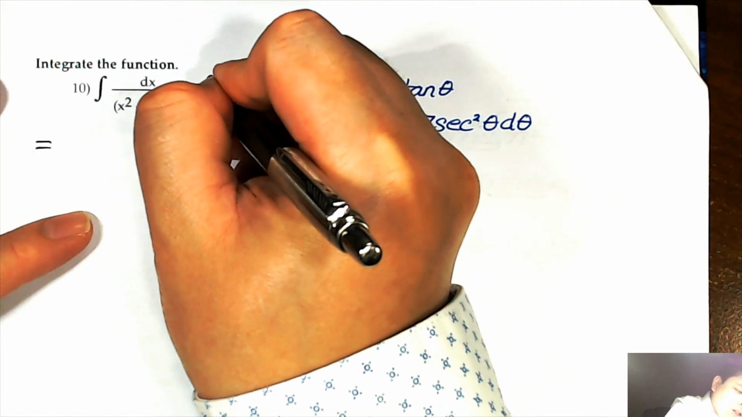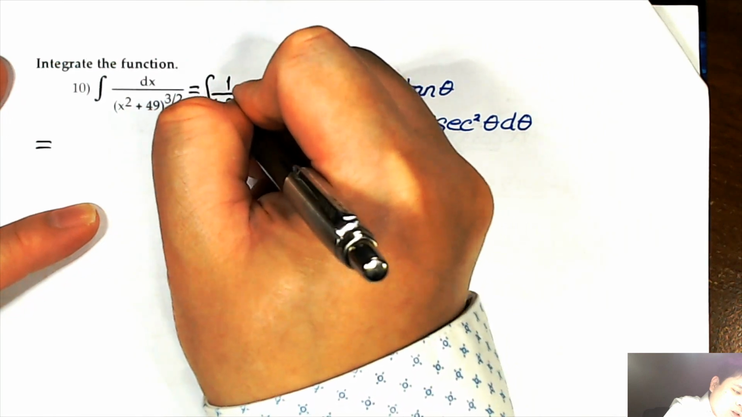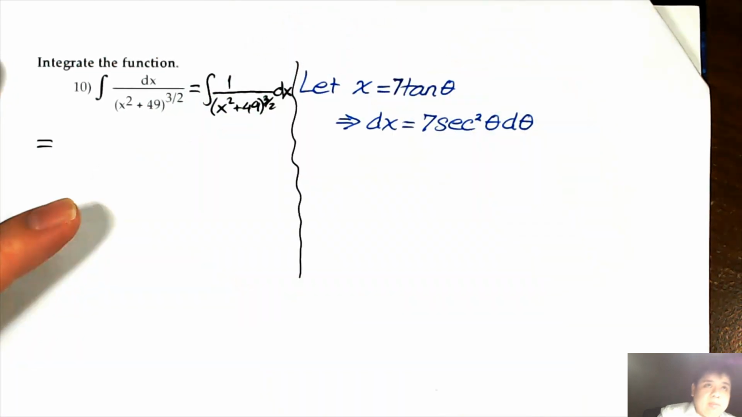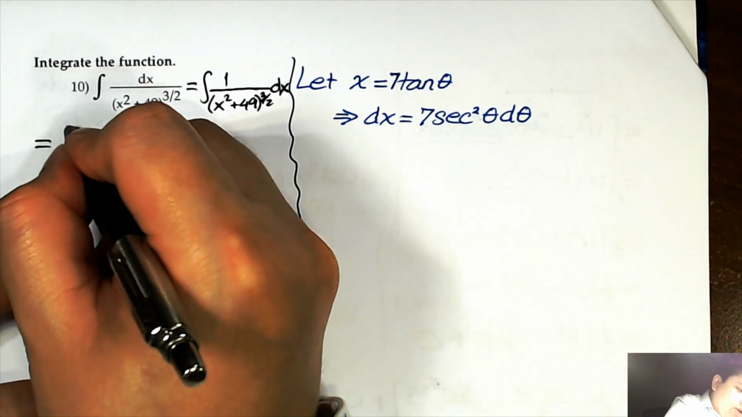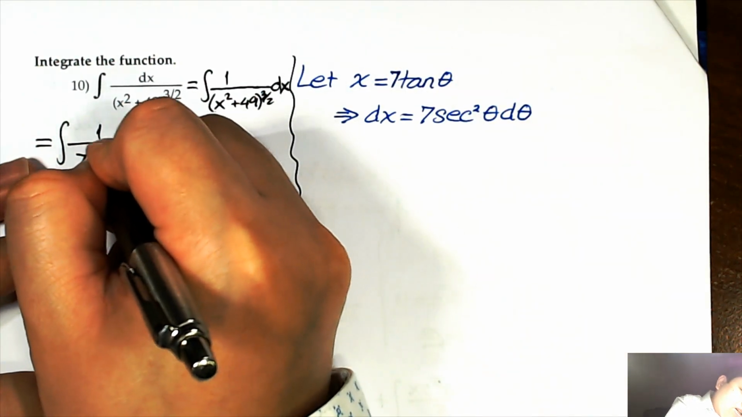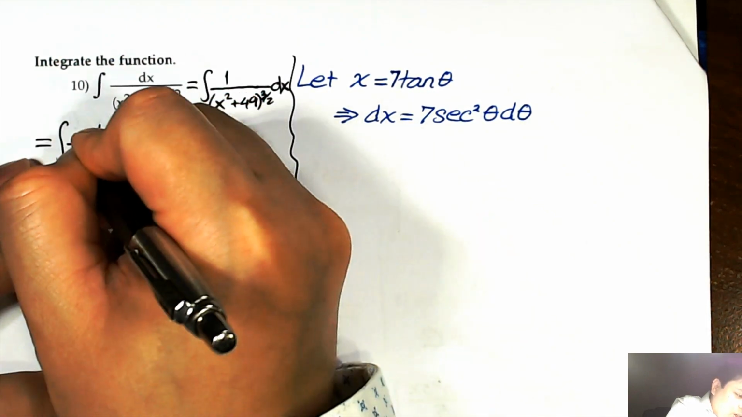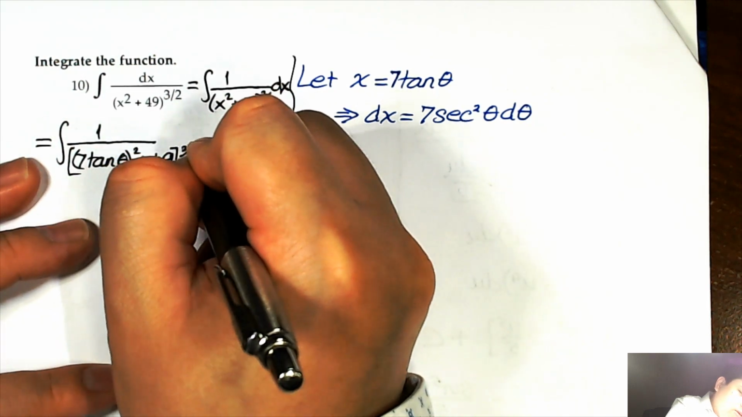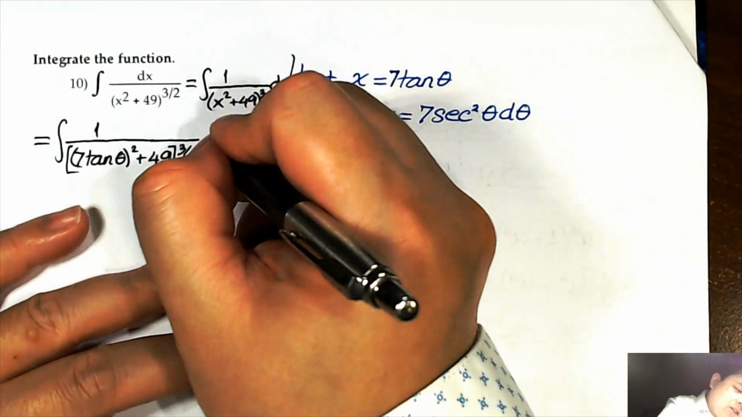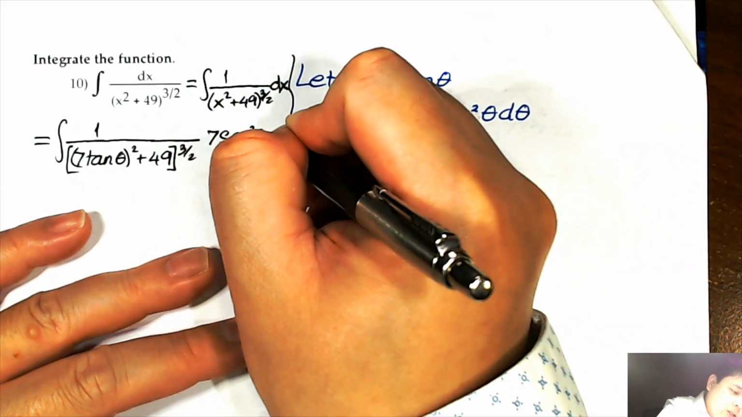I'll substitute everything into this integral. First I'm going to write 1 over x squared plus 49 to the 3/2. I'm going to put the dx at the end. Alright, so we have 1 over, x squared becomes 7 tangent of theta squared plus 49, all that to the 3/2, and the dx is going to be 7 secant squared d theta.